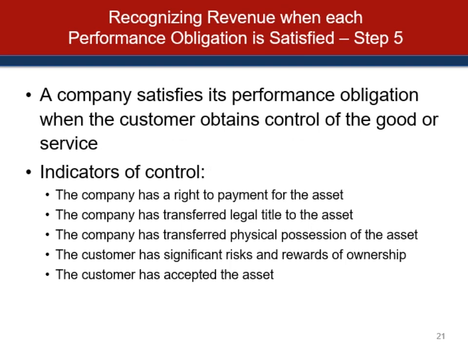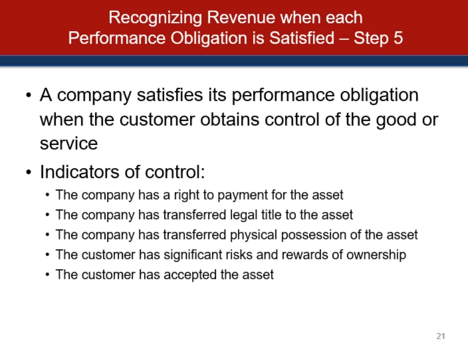Recognizing revenue when the performance obligation is satisfied is step 5. A company satisfies its performance obligation when the customer obtains control of the goods or services. The customer controls the product or service when it has the ability to direct the use of and obtain substantially all the remaining benefits from the asset or service. So direct the use and get the benefits from the asset or service.